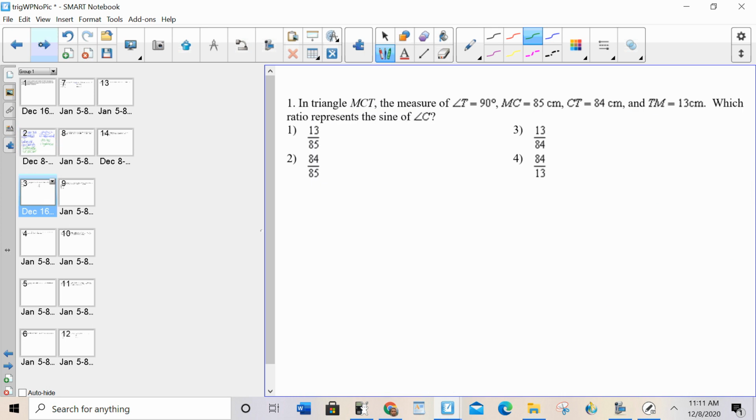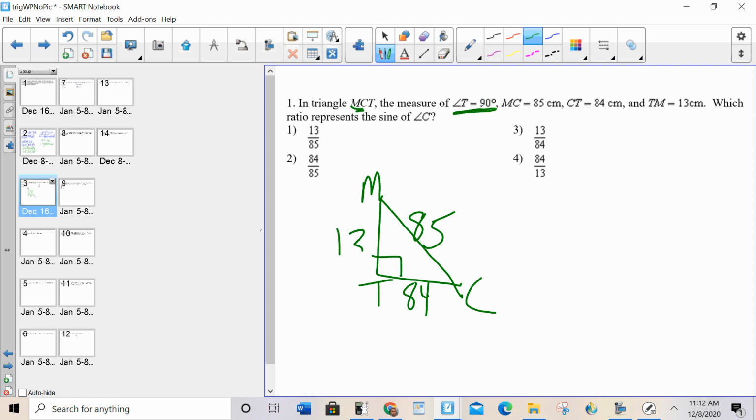Number one, in triangle MCT, the measure of angle T equals 90. So, since angle T equals 90, I know that it has to be a right triangle, and T must go at the right angle. Now, M and C are interchangeable. As long as I know that T is the right angle, that's all that matters. MC is 85, CT is 84, TM is 13. That's the hard part. That's the only thing that's new, is creating your picture.